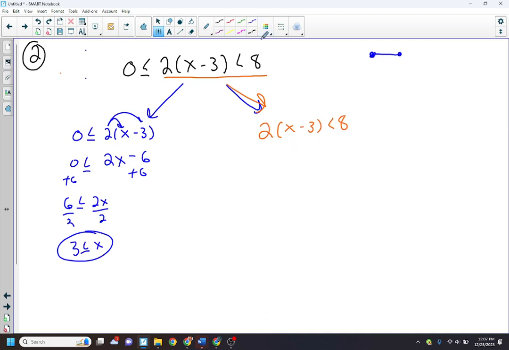Over here in orange, distribute the 2. 2x minus 6 is less than 8. Plus 6, plus 6. 2x is less than 14. Divided by 2, divided by 2. I'm dividing by a positive number, so there's no flipping. x is less than 7.